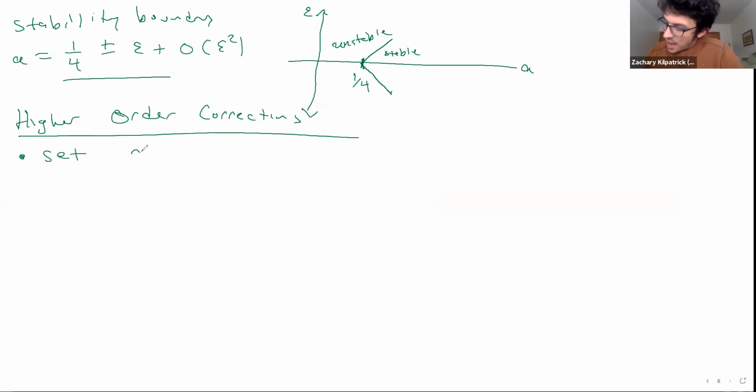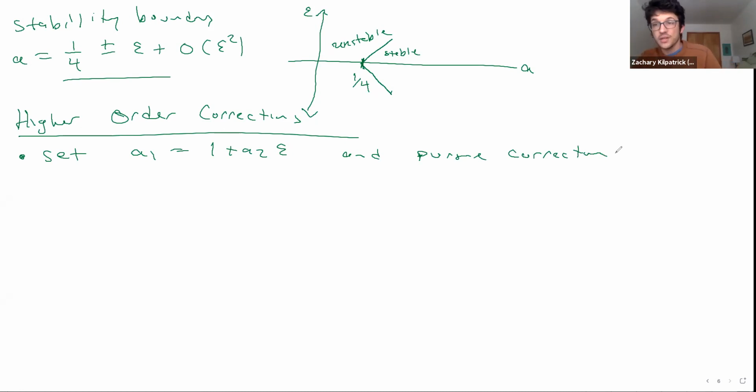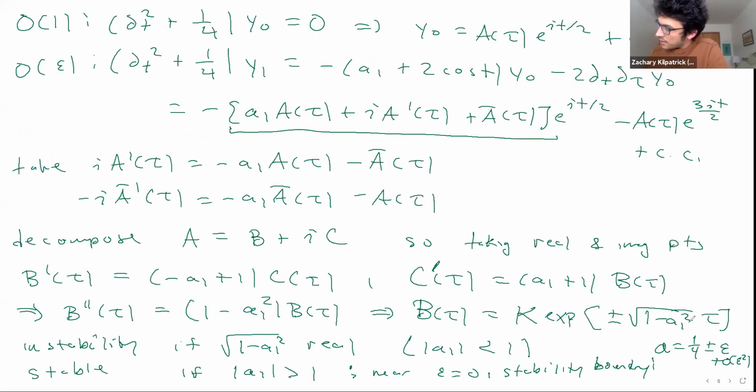And we'll start by setting A1 equal to 1 plus A2 epsilon, and pursue some correction. Now, of course, one tricky thing about method of multiple scales always is deciding the scaling of your long time scale, okay? So you either get that as you found by trial and error, okay? Or you can maybe find some other ways to figure it out.